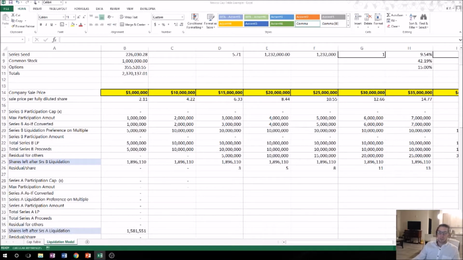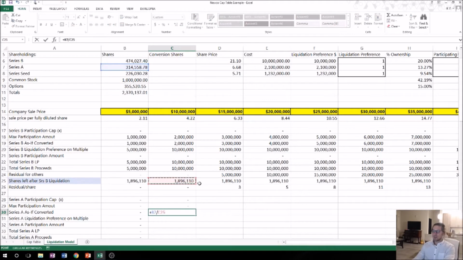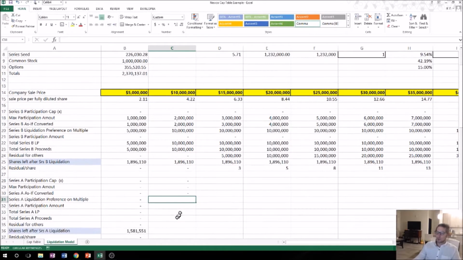Okay, and so the Series A as if converted is calculated just kind of like we just talked about. So we take the Series A shares, divide them by the shares left after Series B liquidation, and multiply that by the residual left for others. Still 0 because the residual for others is 0 right up above.